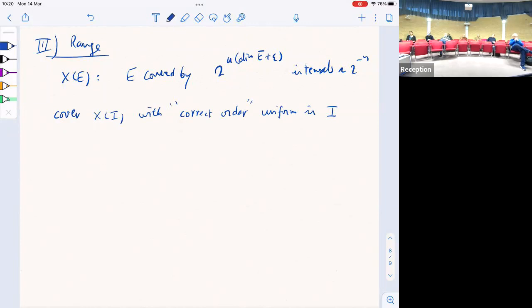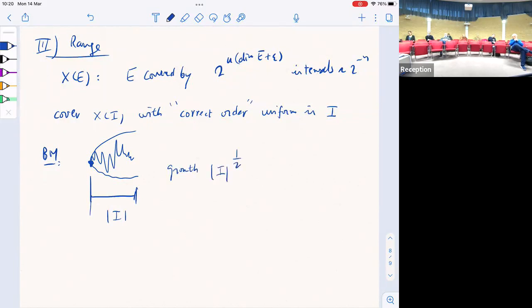So how do we cover this? I'm going to start really with a simple example where you have a Brownian motion. In the case of a Brownian motion, you consider a small interval of size I, it doesn't matter. So start from here, and we know that Brownian motion oscillates, but there's an upper bound for the oscillation. So really the growth of a Brownian motion is I^{1/2} up to a log.